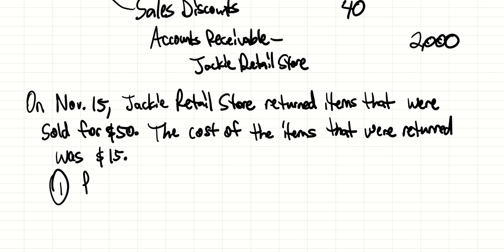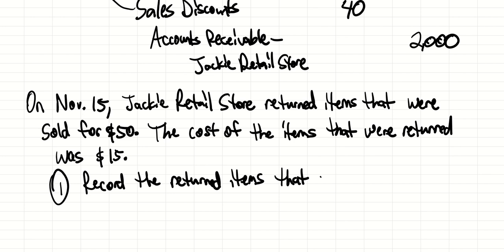So what we've got to do is record the returned items that occurred on November 15th. Reading this again, the items that were returned were sold for $50. Those items that were returned cost $15. Here where it says cost $15, this cost Break a Leg $15. So I just want to throw that out there.